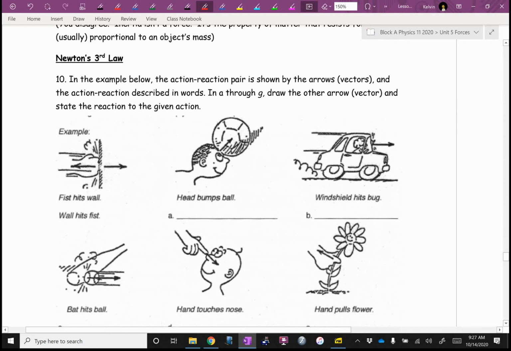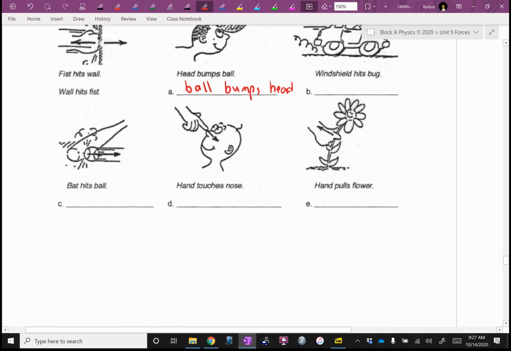This is asking, can you spot the action-reaction pair? The forces come in pairs. So you ready? 10A, head bumps ball. Forces come in pairs, so ball bumps head. That's all I want you to realize. And that's what you feel on your end, right? You don't feel your head hitting the ball. You feel the ball applying a reactive force back to you. So I'll let you try number 10 very quickly.